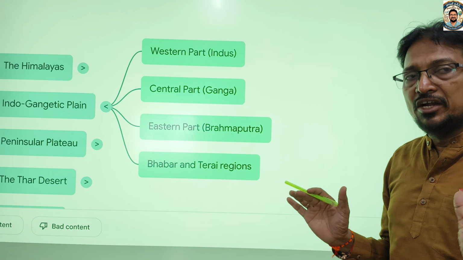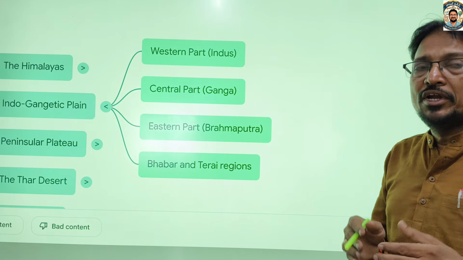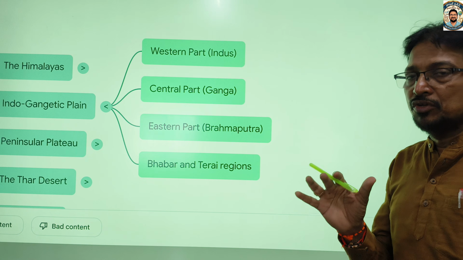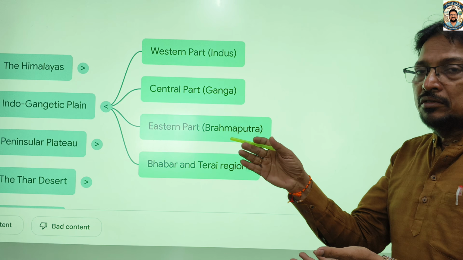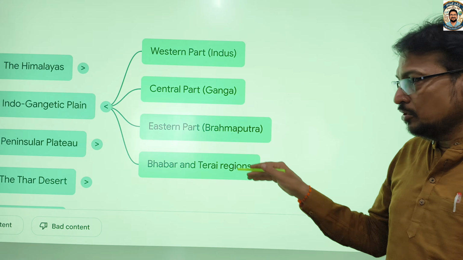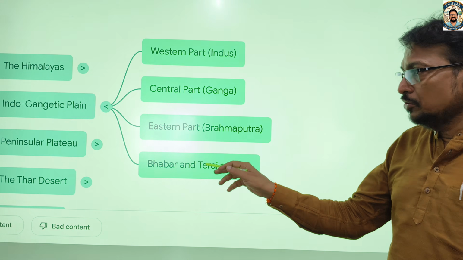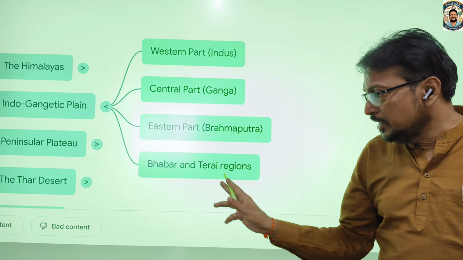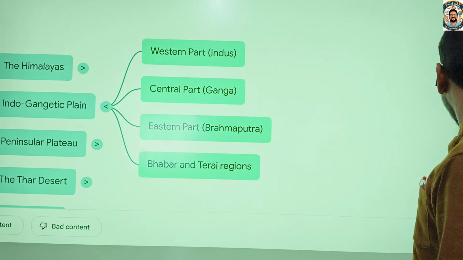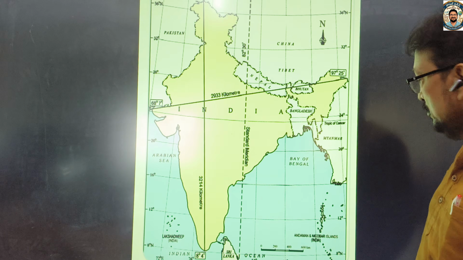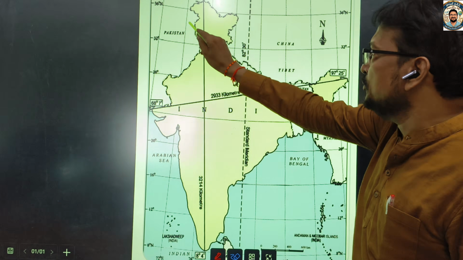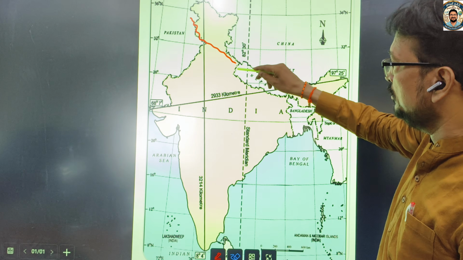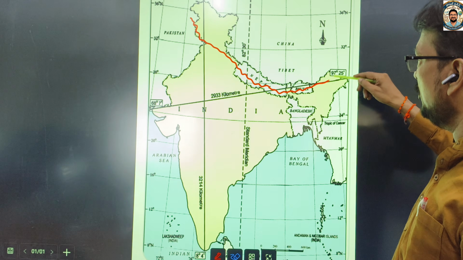Terai is a fertile land. Babar is a very narrow belt which is covered with pebbles and stones, at the bottom of the foothills of the Shivalik mountains, the bottom of the Himalayas. Once again we have to check on the India map where this Babar and Terai are. Now once you observe, again one more time, on the Indian map, the last range is Shivalik. Here, the last range of the Himalayas.